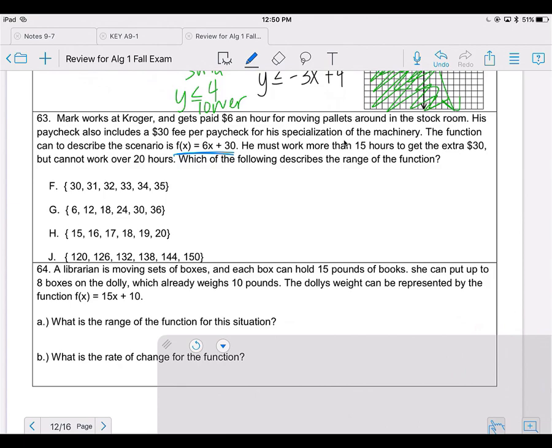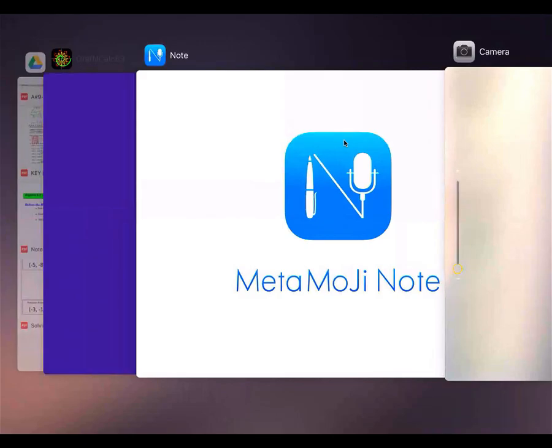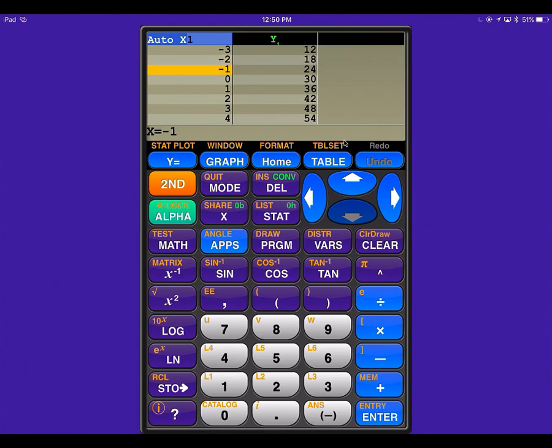Which of the following describes the range? So what we know is that he gets paid $6 an hour, and if we have x times 6, then x equals hours. So what I'm going to do is put this into y equals, and look at x's between 15 to 20, because they tell me he has to work more than 15, but no more than 20. So in y equals, I'm going to type in 6x plus 30 and click second graph to look at my table.